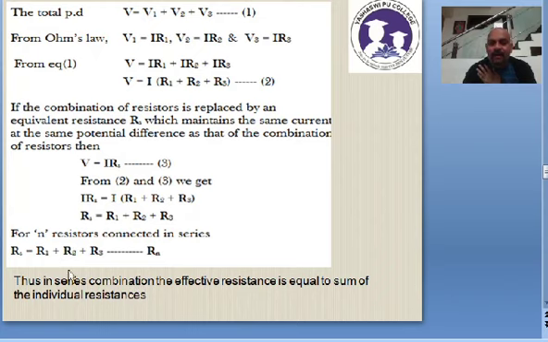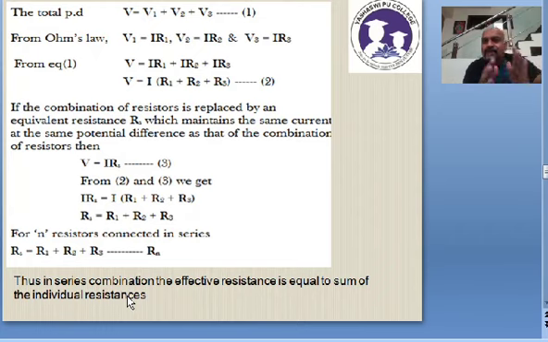Thus in series combination of resistances, the effective resistance is equal to the sum of the individual resistances. That is an important aspect of resistors in series. This is an important question which can be asked for 5 marks. So practice, dear students, this is an important question.